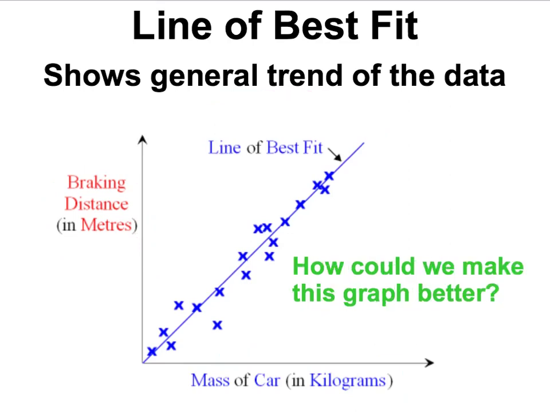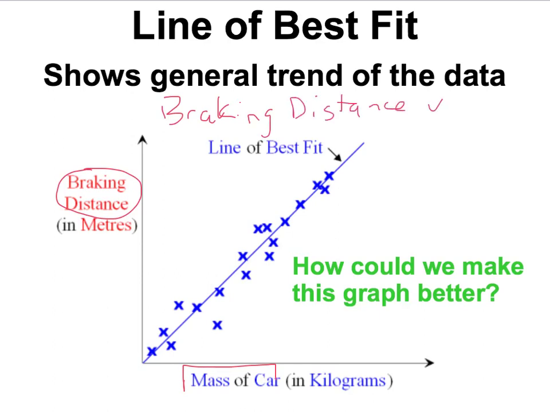If you go through our list of characteristics of a good graph, you probably notice something that's missing on this graph. Of course, some numbers are missing, but that's okay. That's not the point here. What's missing is a title. And remember, the easy way to make a title is to take your y and say y versus x. So we could say braking distance versus mass of cars. That would be a good title. And of course, you'd want to write it neater than I can on my iPad.